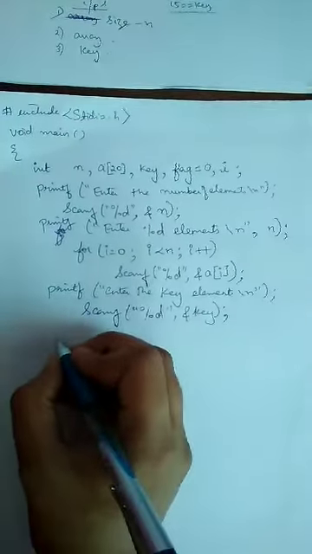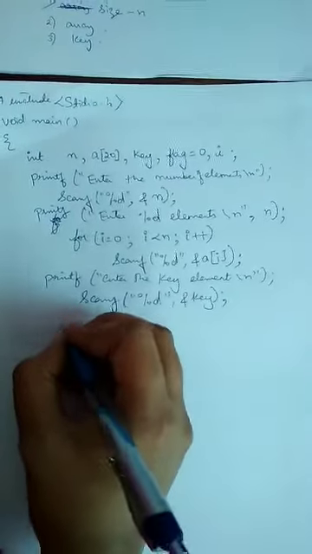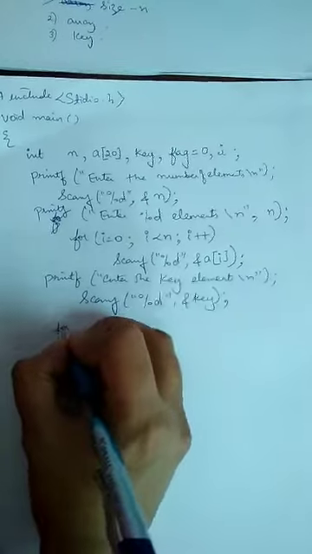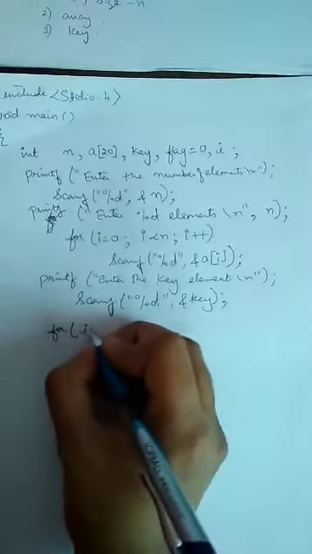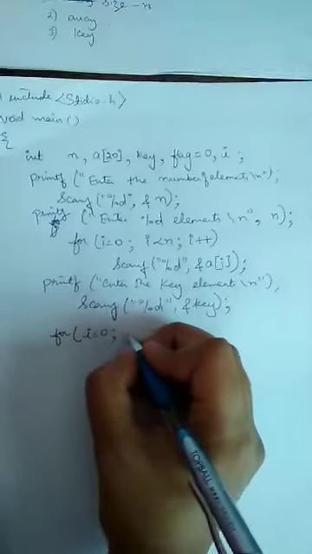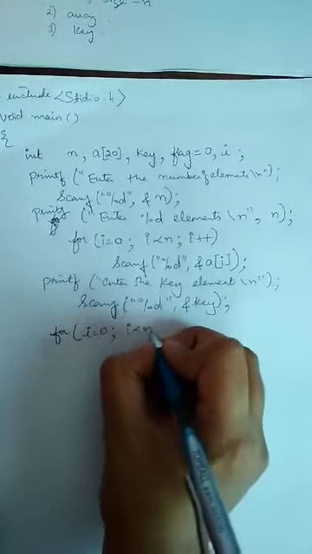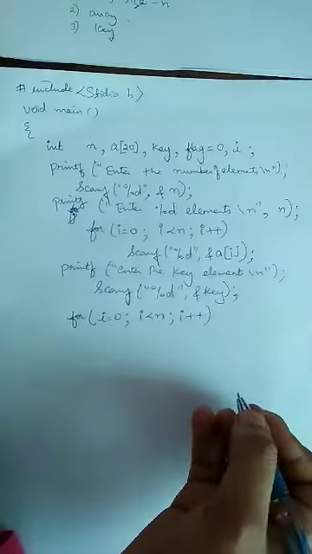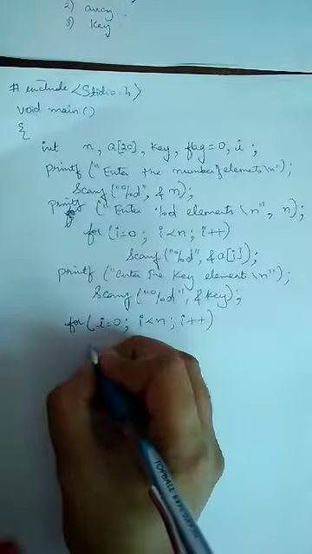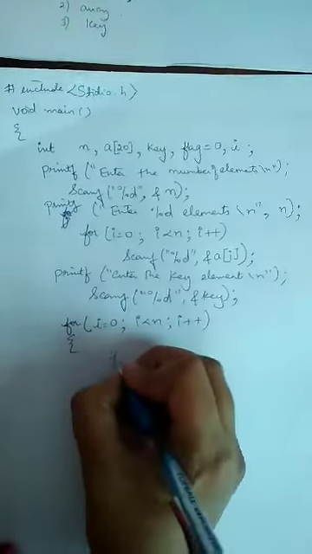Now we have to perform the searching, right? For that we know that we are required to go through the array elements one by one. So we are going to make use of the for loop: for I is equal to 0 till I is less than n, I plus plus. So what we can do, we have to write the condition.